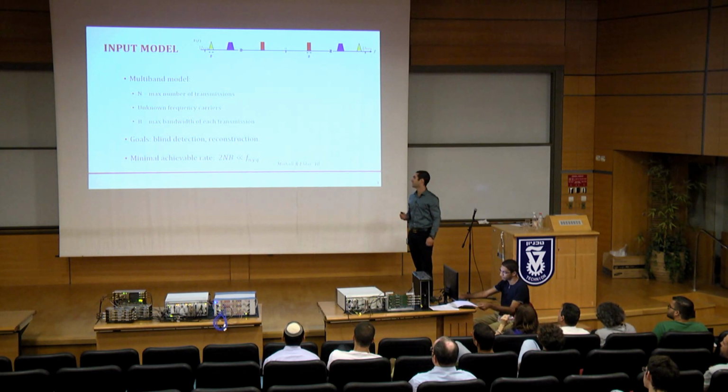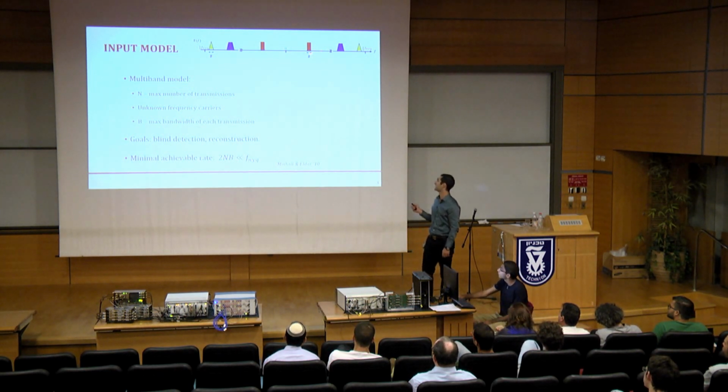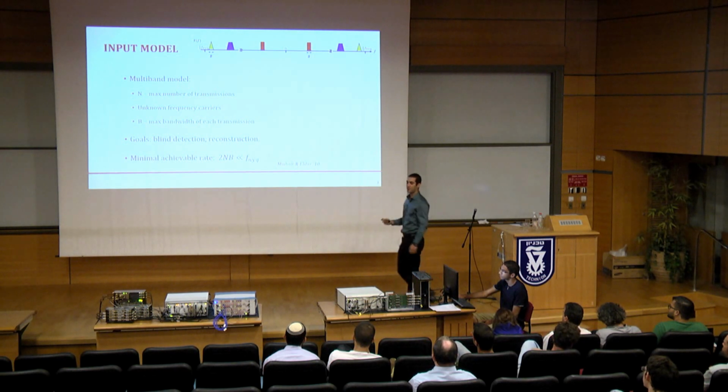Again, we show you the multiband model. We have a sparse input. The carriers' positions are unknown. I don't know where the carriers are. And we want to first detect the position of the carriers and then reconstruct the entire data.